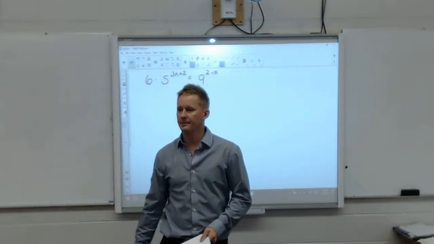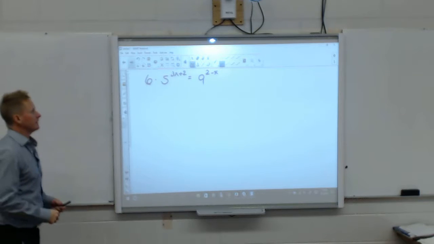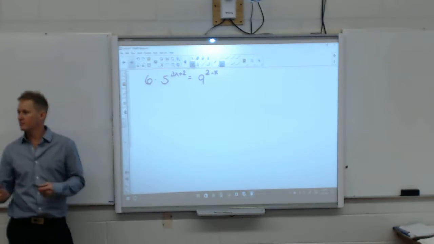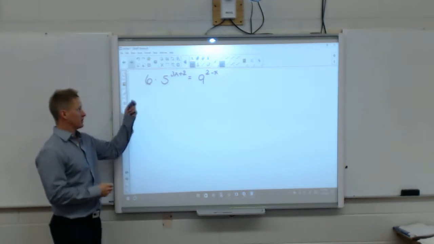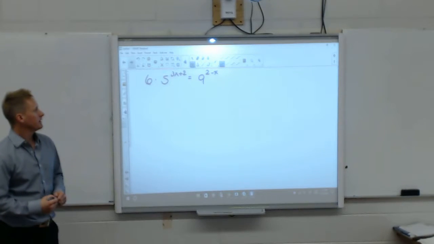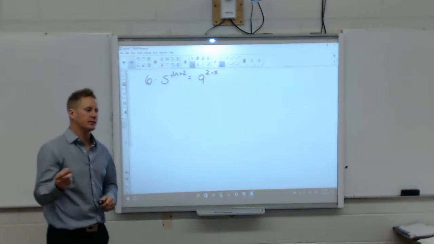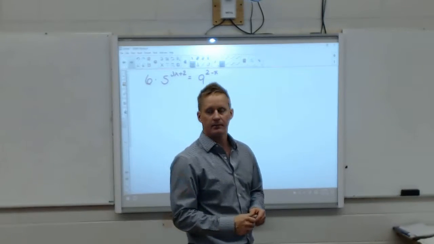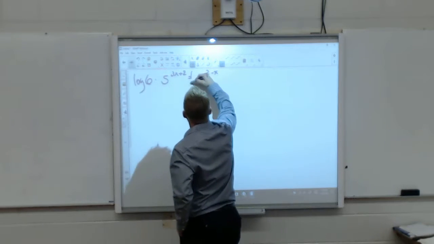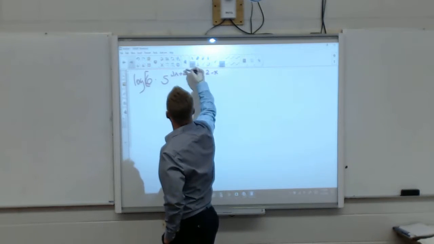So there's the question. I want to find out what x is. In the current form that it's in, I can't find it out, so this is difficult for us to deal with. This is about as hard as you're going to get for a question like this. The only way I can get the x out of being an exponent is if I change the bases so that they're the same. So what I would do is take the log of this side and the log of this side. Now that becomes this.